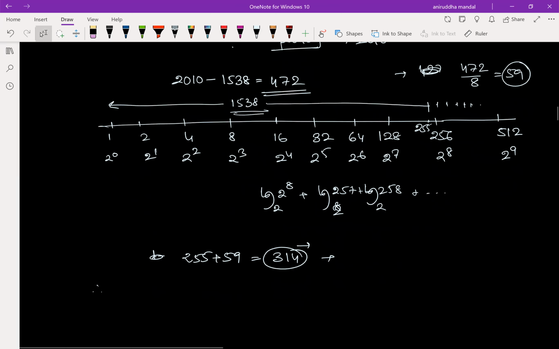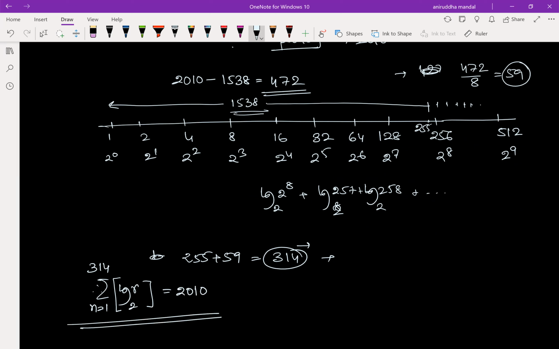Okay, so our actual problem is the sum from n to 314 of the greatest integer function of log r base 2, which is 2010. So we have to find the sum of the digits of this n. So the sum of the digits means 8. Okay, so this is the final answer.